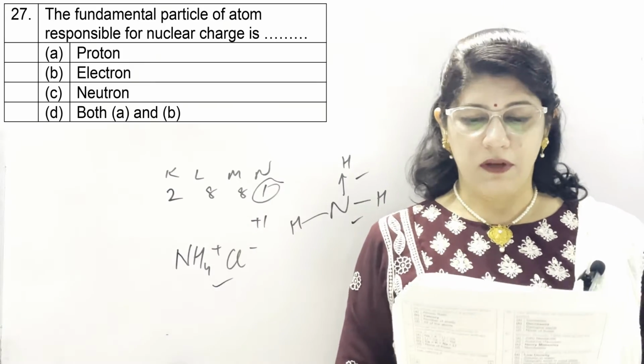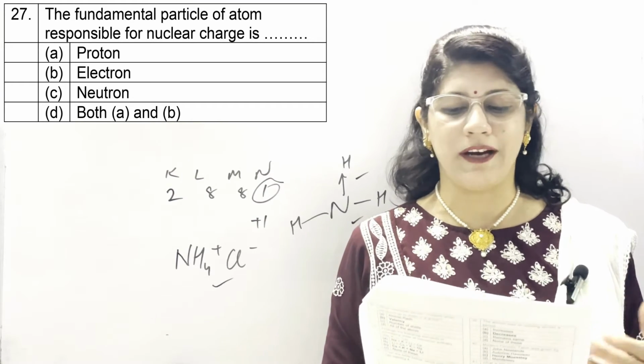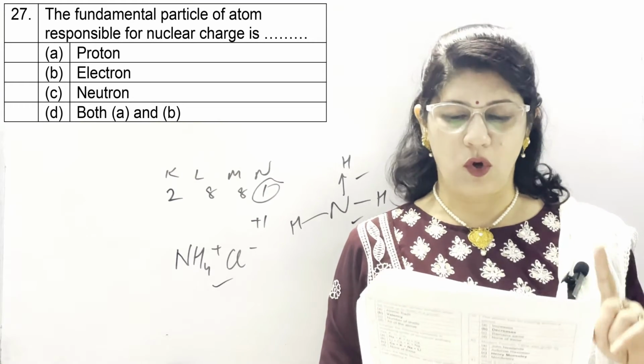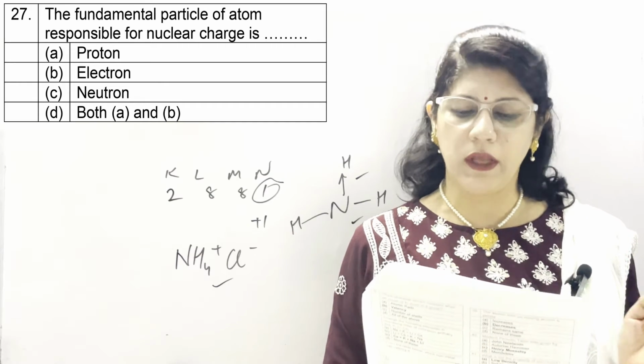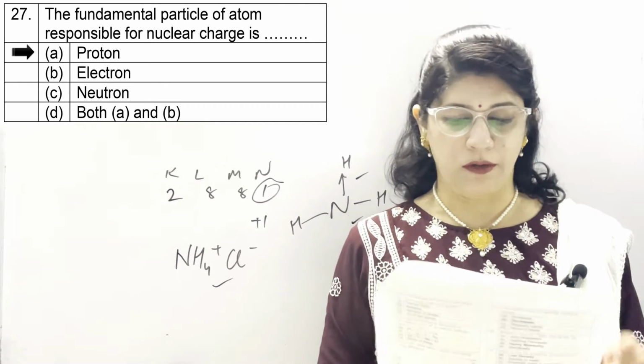Question number 27. The fundamental particle of atom responsible for nuclear charge is, options are proton, electron, neutron, both A and B. So correct answer is option number A, which is proton.